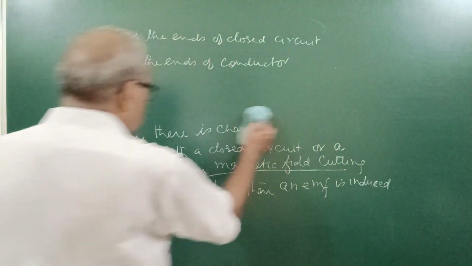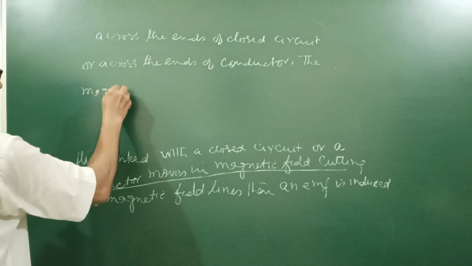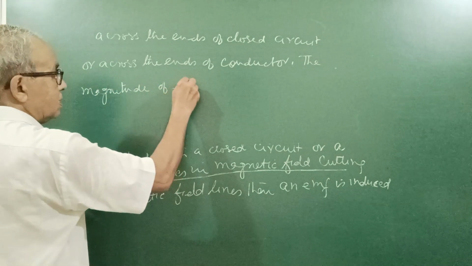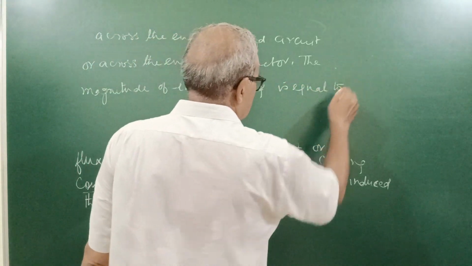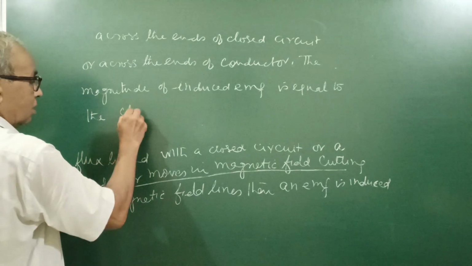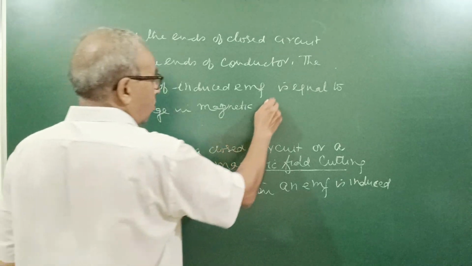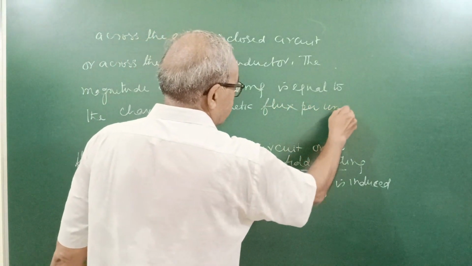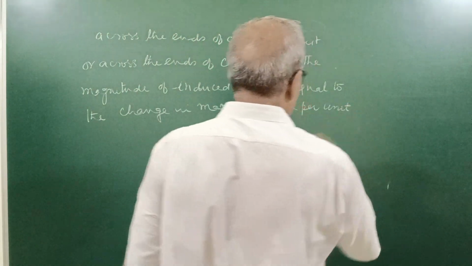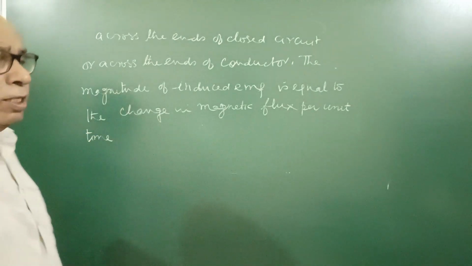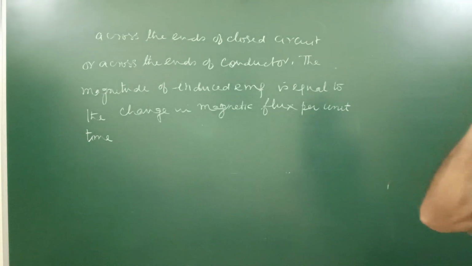Then further, how much is the EMF induced? The magnitude of induced EMF is equal to the change in magnetic flux per unit time. Actually, in books it is the rate of change of magnetic flux. Flux may change with distance also, so that is not there. So we should directly write change in flux per unit time.